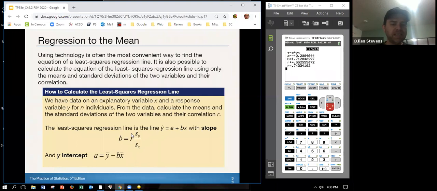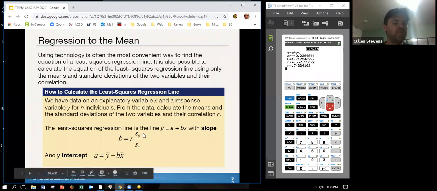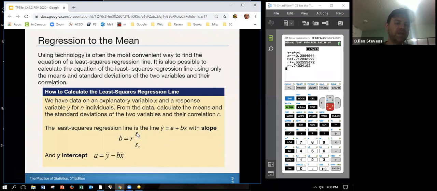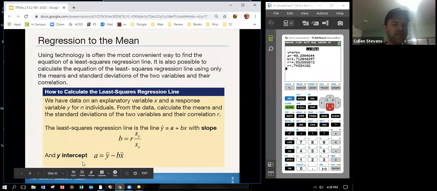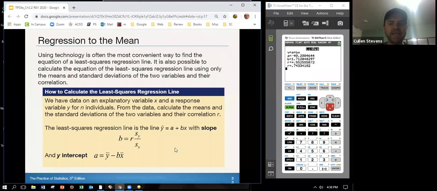So slope is very easily just taking our r and multiplying the quotient of the standard deviation of y over the standard deviation of x. And the y-intercept is found by taking the mean of y minus b times the mean of x. So we can see that we could create this line of best fit ourselves just by taking x and y and finding the means and the standard deviations. So it's not something that we're going to focus on, but it's something to know.